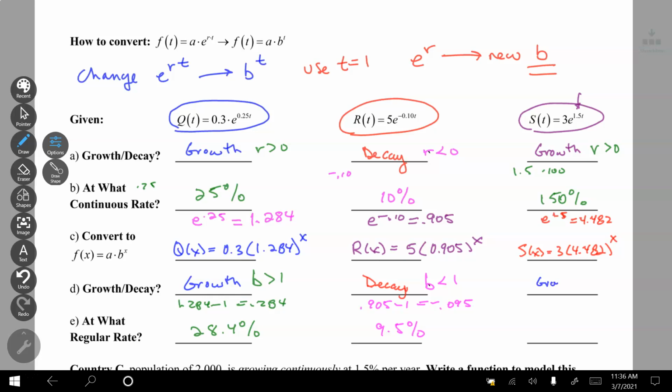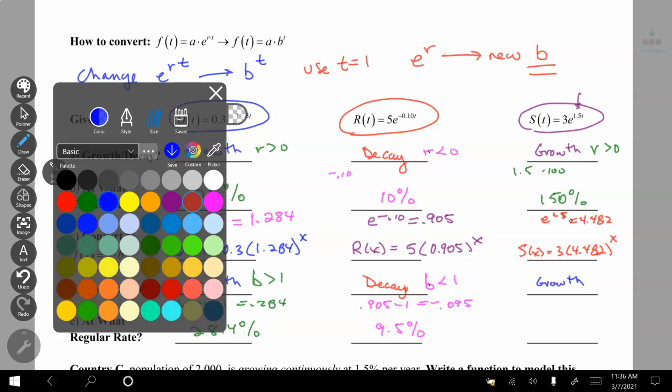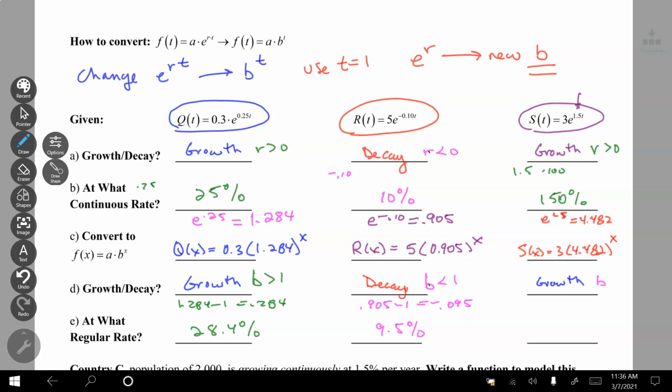Definitely still growth, because that b value inside the parentheses is really bigger than 1. So 4.482 minus 1 is 3.482 times 100 is 348.2%. So a continuous growth of 150% is the same as a regular growth by almost 350%. That continuous really adds up when you look at those bigger percents.